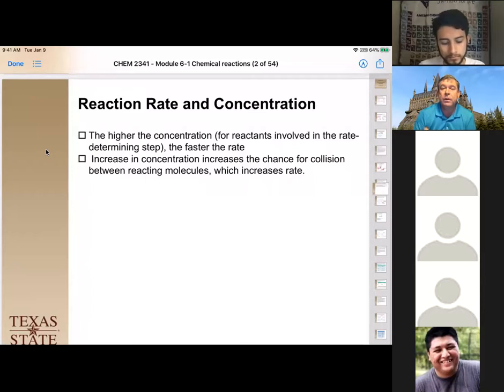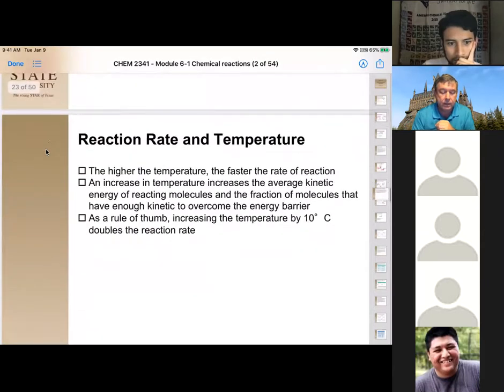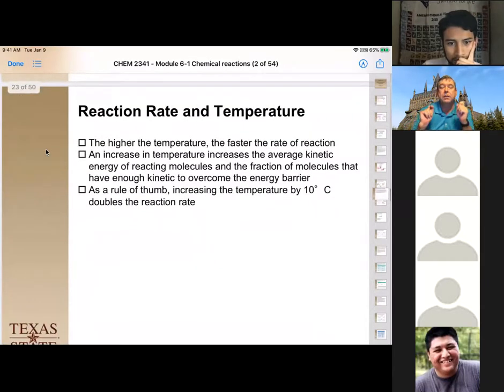Okay. So what else can help the rate? A lower activation energy speeds up the reaction. Concentration speeds up the reaction. Well, it turns out that temperature can also speed up the reaction.